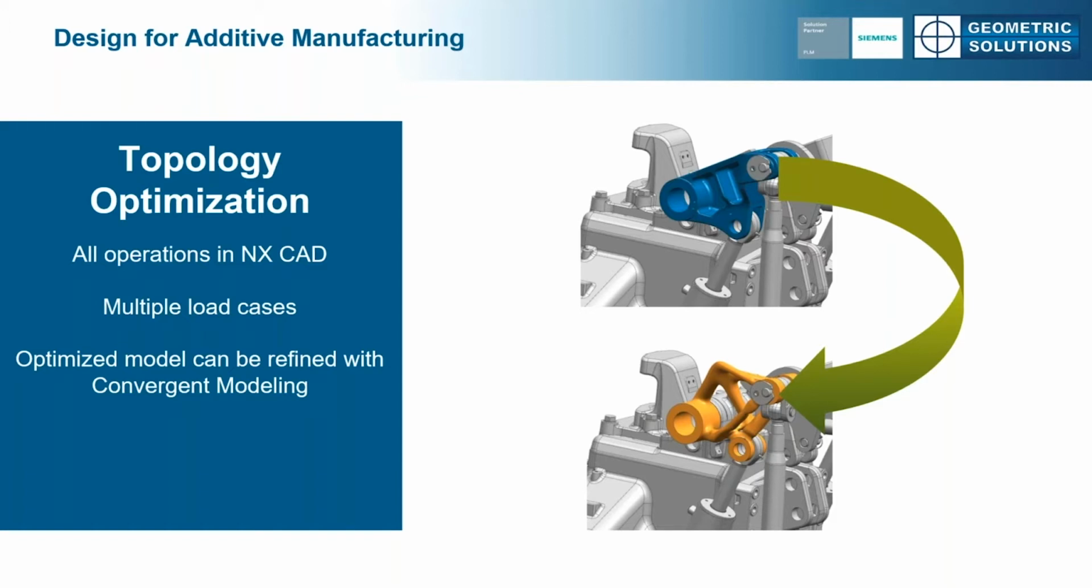But what's nice about this topology optimization is you can actually define where you want your part to go and where you do not want it to go. What's the build envelope? And the topology optimization does the rest. Then you combine that with convergent modeling, and you're able to easily create some really cool and efficient parts.